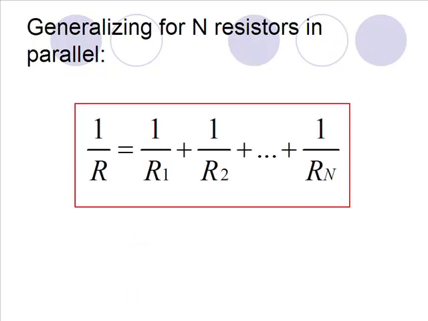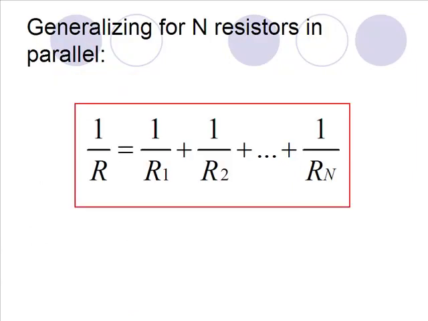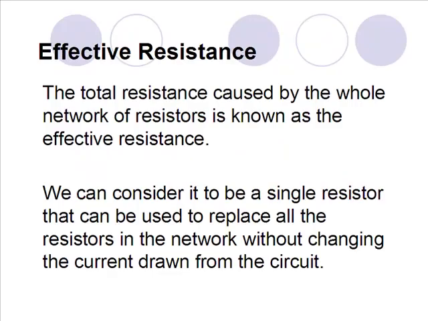Does it matter how many resistors there are? No. This one is for 2 resistors. If I have 3, just add one more. It can be 1 million; of course it couldn't be, but the principle is there. So you must be very clear about this concept.